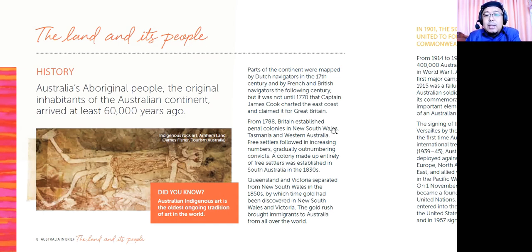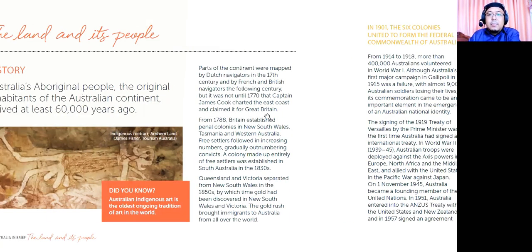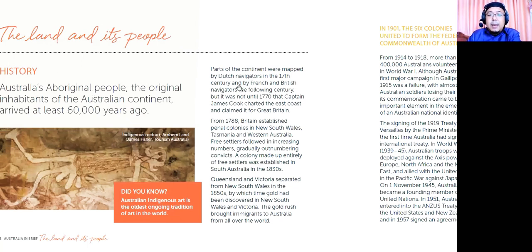Now, let's read this together. Parts of the continent were mapped by Dutch navigators in the 17th century and by French and British navigators the following century, but it was not until 1770 that Captain James Cook charted the east coast and claimed it for Great Britain.